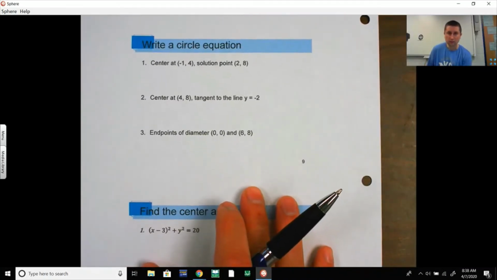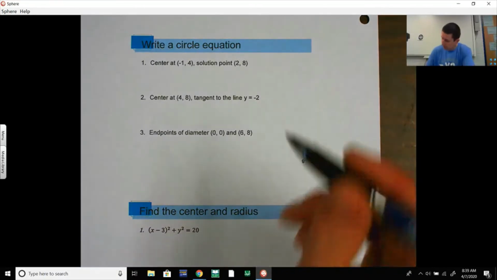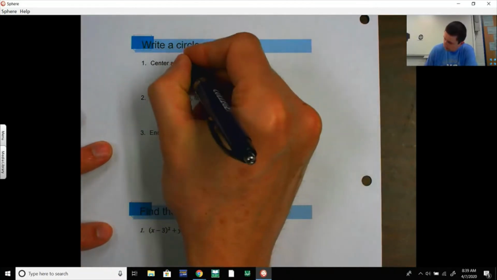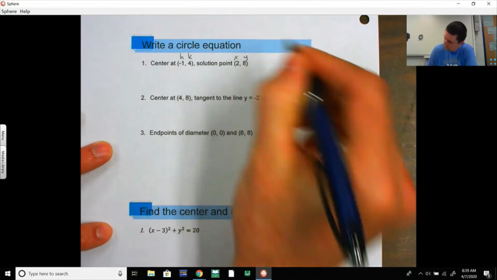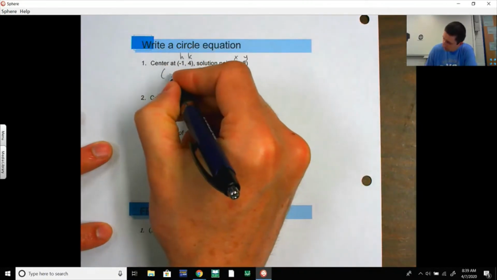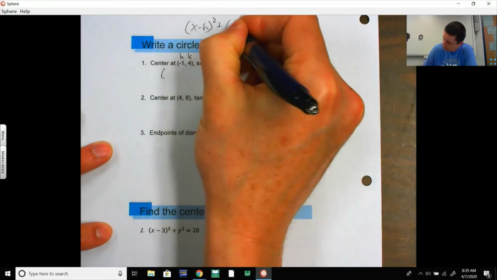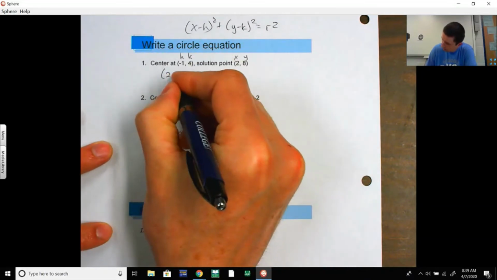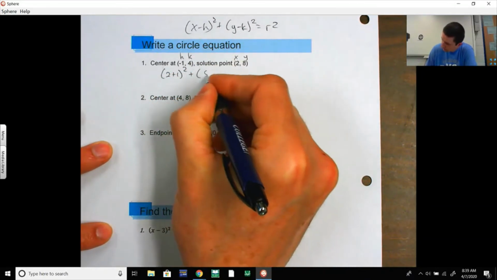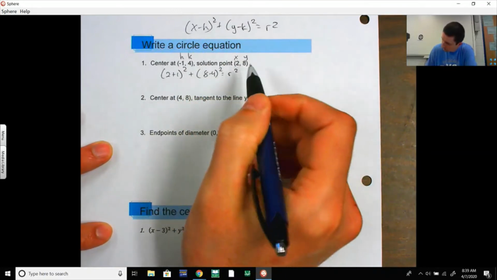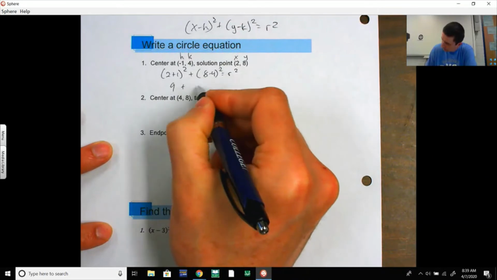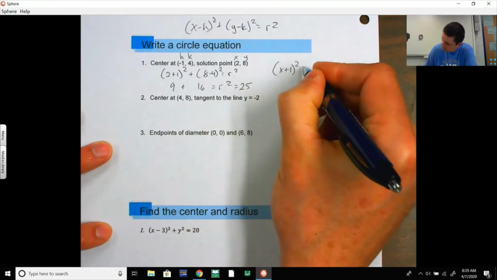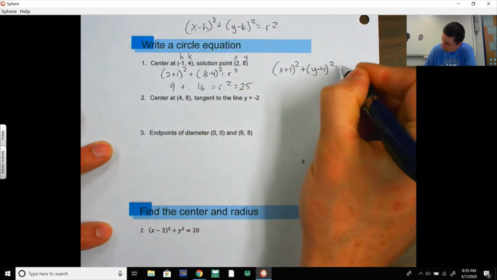Okay, so center at (negative 1, 4), solution 0.28. Just a couple of practice problems here. Number 2 at the bottom might be the only one you may not remember too well. So center, that's h, k, point is x, y. Here's my formula, (x minus h) squared plus (y minus k) squared equals r squared. So (2 plus 1) squared plus (8 minus 4) squared equals r squared. So 3 squared is 9, 4 squared is 16, equals r squared, so that's going to be 25. So it's going to be (x plus 1) squared plus (y minus 4) squared equals 25.